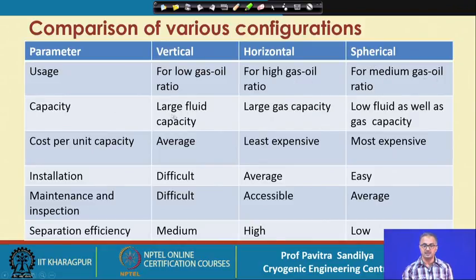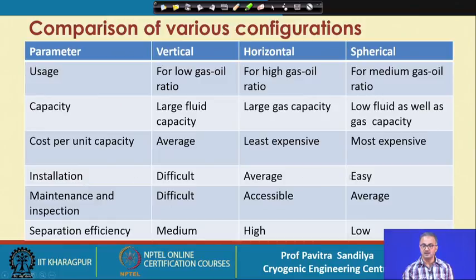Capacity wise, it can handle large fluid capacity, this can handle large gas capacity, and this has the least capacity among the other separators. Cost wise, the most expensive is the spherical and the least expensive is the horizontal.